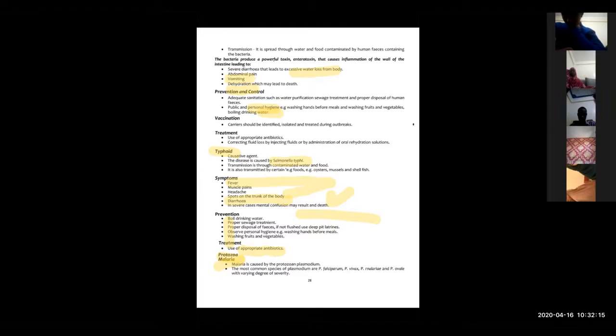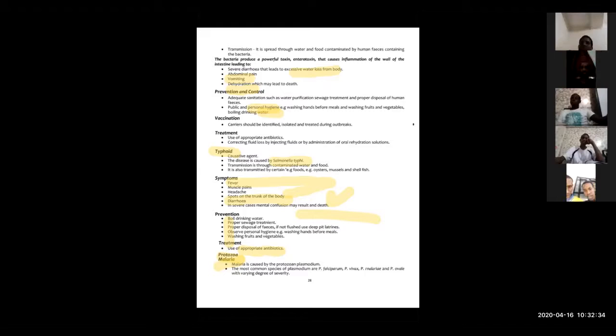Omar is asking about the last point of the symptoms. I've said in severe cases, it can cause mental confusion, which may result in death. Mental confusion may result in death. Yeah, if it is very serious, you have not even gone to the hospital. You are sick, but you have not gone to the hospital, and you have typhoid.